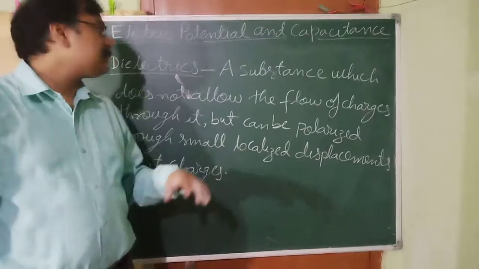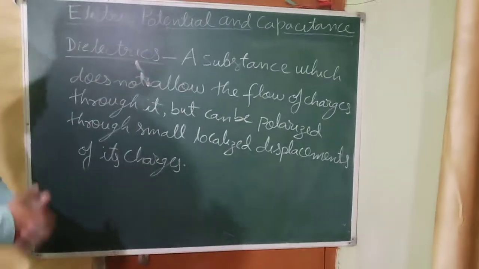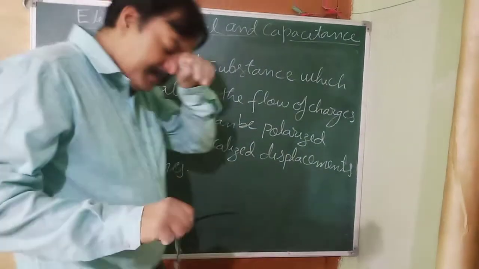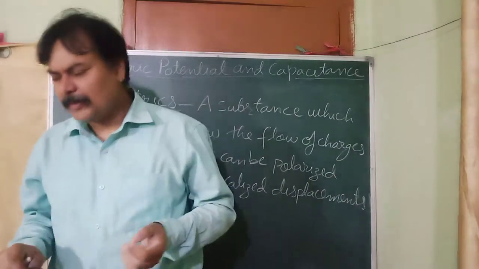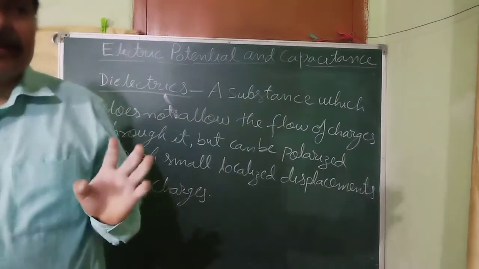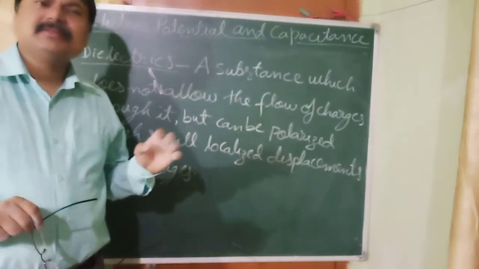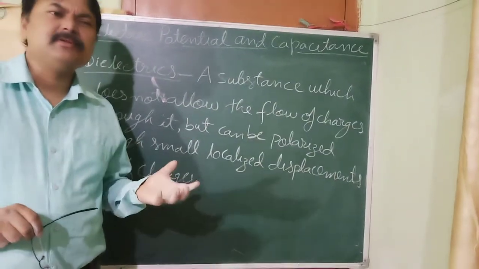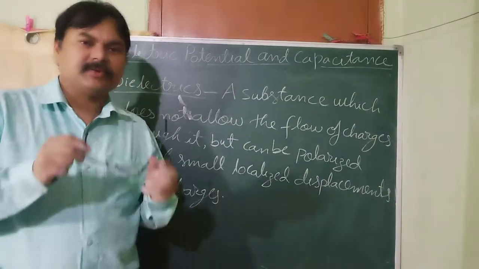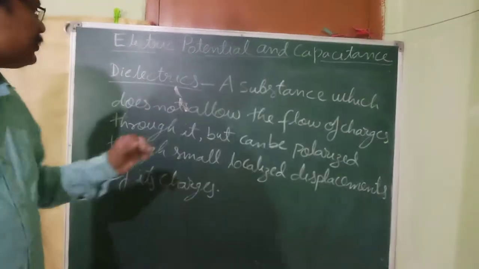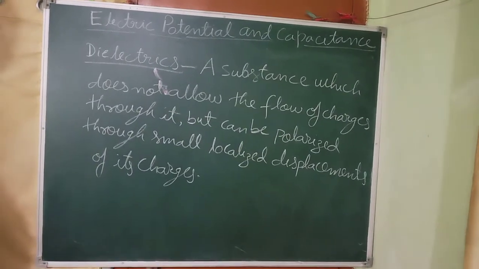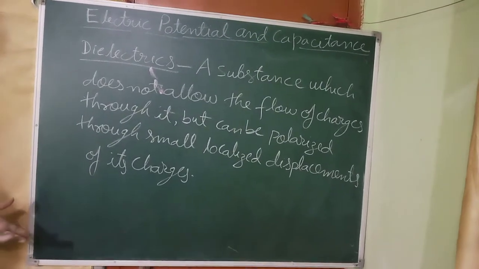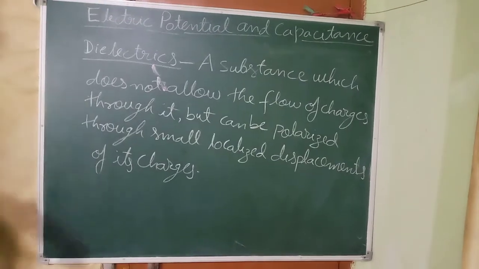Our next topic is dielectrics. Actually, students just keep on wondering what is dielectric, even after the chapter is completed. See, dielectric substances are the non-conducting substances, or we can say that these are the insulators. Let's go to the definition of this. A substance which does not allow the flow of charges through it. Obviously these are the insulators. That's why they don't allow the flow of charges through them.